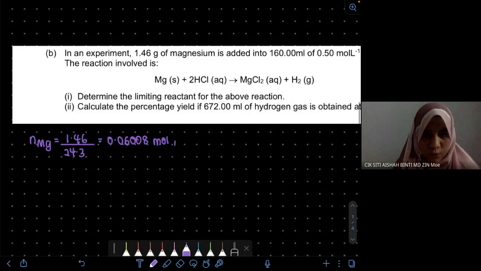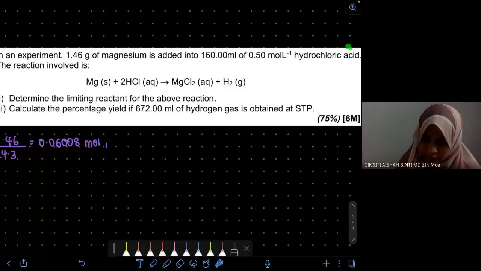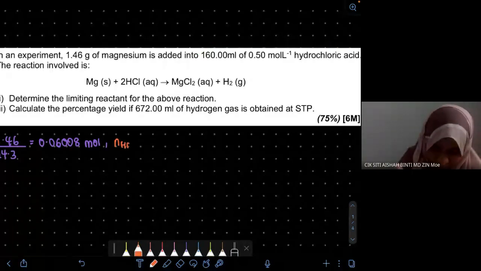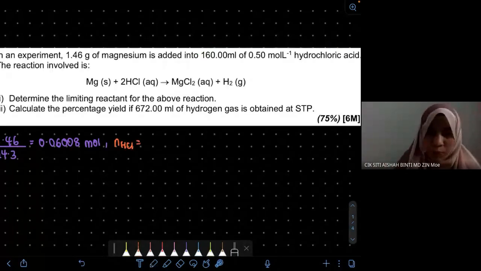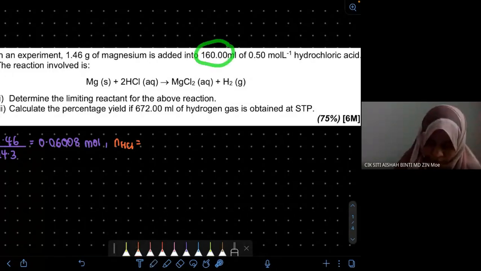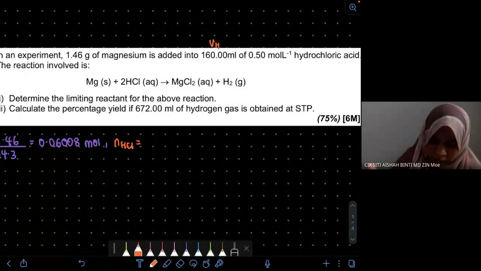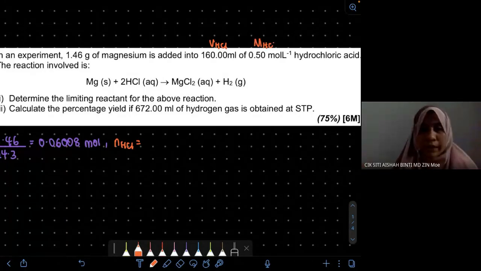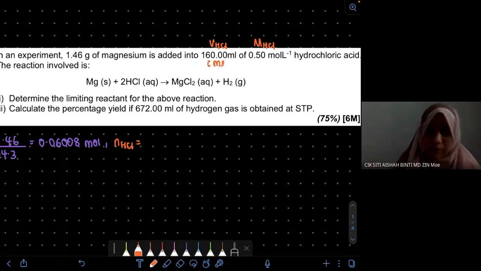Okay. The first one, the number of mole for magnesium. Next one is actually the number of mole of HCl. So number of mole of HCl. Here what we have is actually volume. Ni kita ada volume HCl. This one is actually molarity of HCl, and this volume is actually in milliliter. So, up to you nak buat.